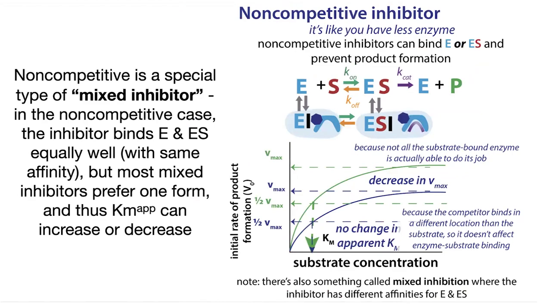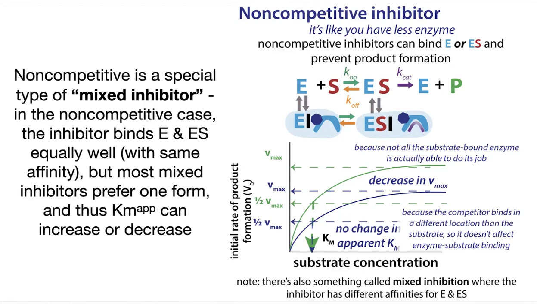Non-competitive inhibitor. So here, it's like you have less enzyme. And if we think about why this is, it's because the inhibitor is binding it and keeping it from doing what it's doing. The way that we measure enzyme activity is by measuring the formation of product. And if the enzyme can't do that, if it can't form product, then it's going to look like there's not as much enzyme there.